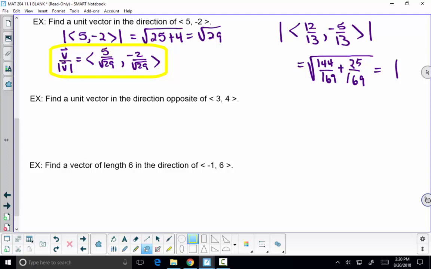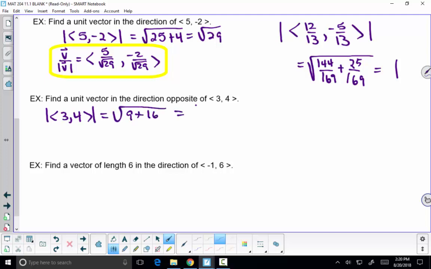All right. This one, slightly different. Find a unit vector in the direction opposite of 3, 4. All right, let's first find the length of this vector 3, 4. So the length of vector 3, 4, square root, sum of squares. All right, so that vector has length 5.